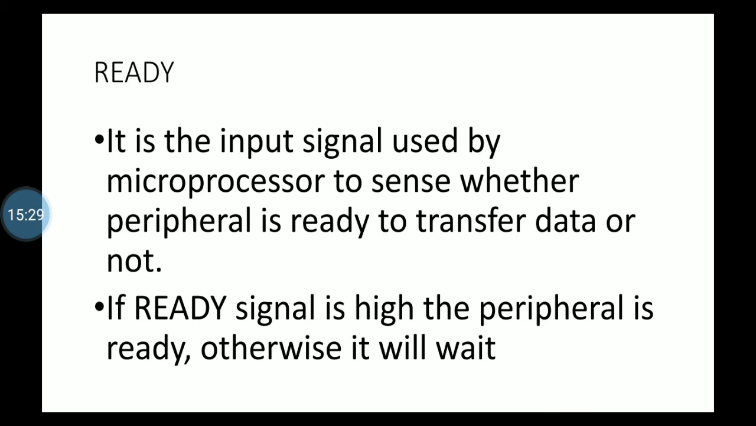Ready is the input signal used by the microprocessor to sense whether the peripheral is ready to transfer data or not. Whenever we give a request to move data from one block to another, it will generate a ready signal. It checks whether our data bus and address bus are free or not. If the ready signal is high, the peripheral is ready. If it is low, the peripheral is not available, the buses are not available, and the processor goes into the wait state.